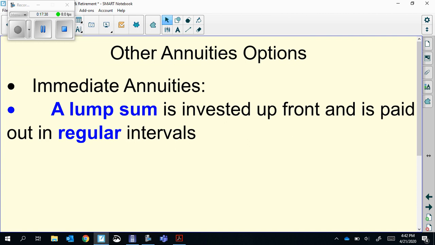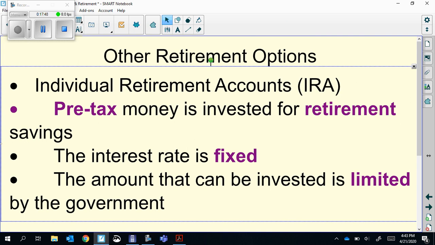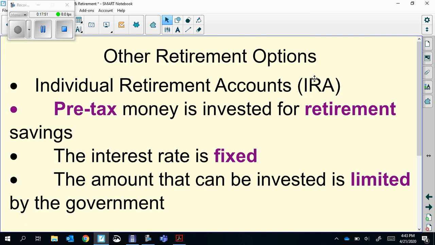An immediate annuity, a lump sum is invested up front and paid out in regular intervals. And an IRA, individual retirement account, these are my favorite. Specifically a Roth IRA, we'll talk about that though. But you invest pre-tax money, so it gets taken out of your paycheck before you ever see it, before it gets taxed. It grows. This one's got a fixed interest rate, and you do have limits set in place and things like that.